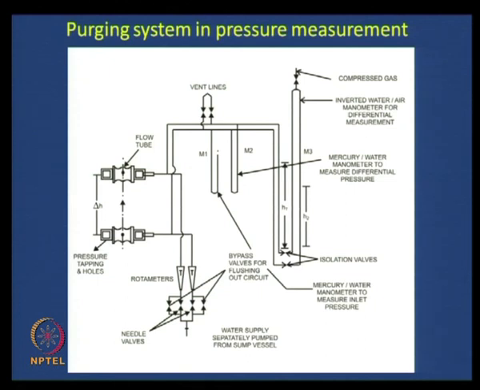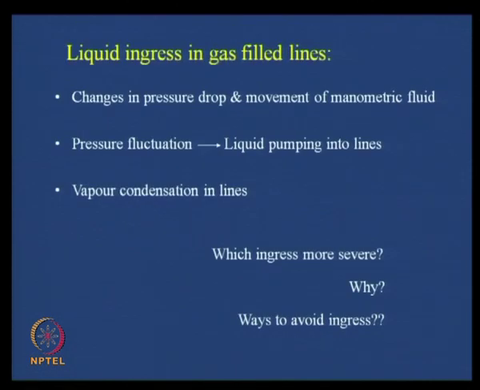Try to understand one thing: whenever there is a change in pressure, the gas phase is a compressible phase, isn't it? Due to the compressibility, the pumping action will be much higher. So, for a liquid to enter a gas filled line is much easier than for a gas to enter a liquid filled line. Liquids are incompressible, so in this case the pumping action caused by pressure fluctuations is going to be much more severe. Number one. What is the number two thing?